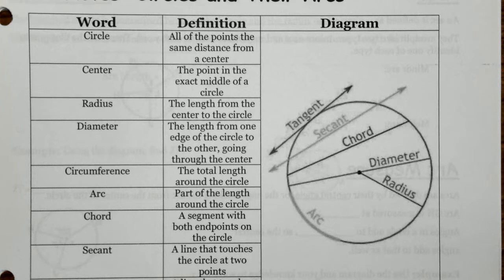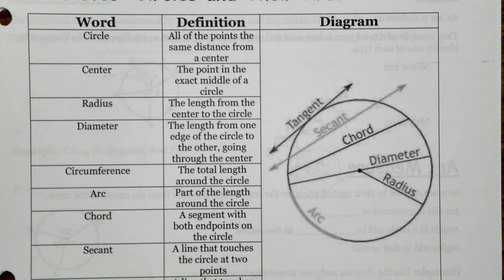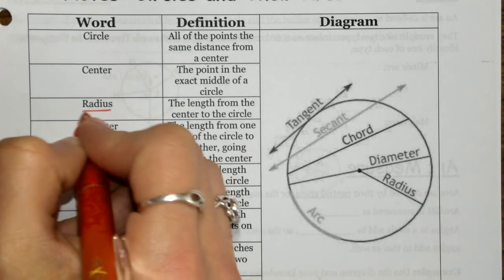The first one we're going to look at is circle. Do we really need to define circle? Do we need to talk about the definition here? Everybody knows it's that round thing, right? The center is pretty self-explanatory as well, right? It's going to be in the center of the circle. What else is happening with the center is it's going to be a point, and that's how we name the circle as well, okay?